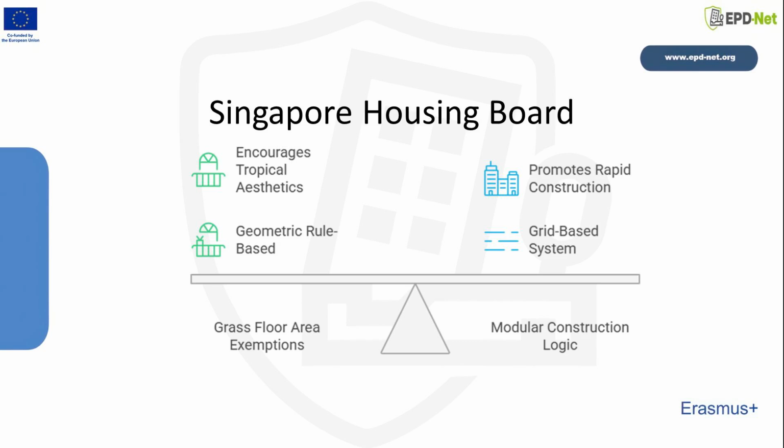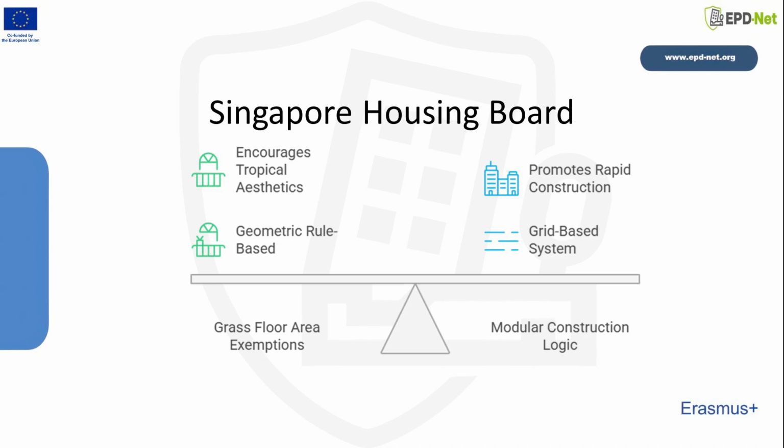Static regulatory parameters, URA and HDB. While not dynamic software scenarios, Singapore's planning authorities employ specific geometric rules and modular logic that function as static parameters to shape urban form. Gross floor area, GFA, exemptions.